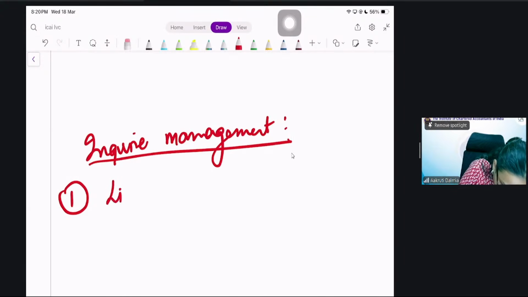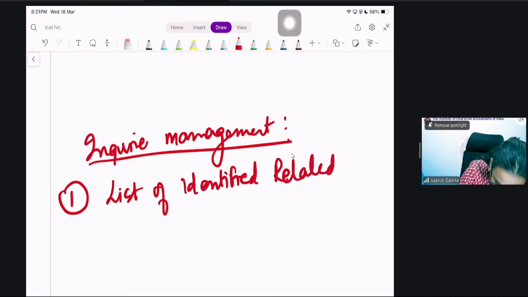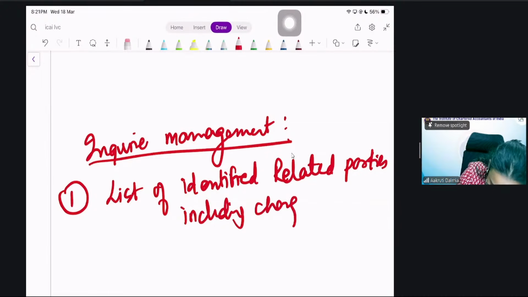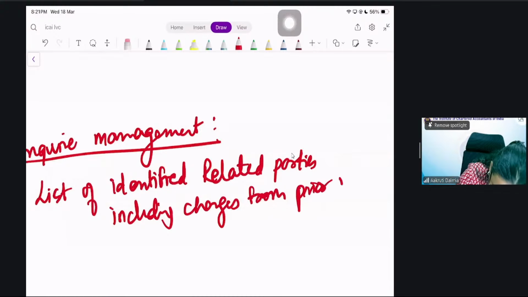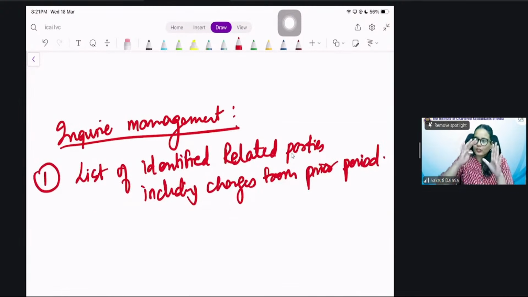I'll ask you for the list of identified related parties, including changes from the prior period. So I'll ask them not just for a list of the current year, I'll ask them for a comparative analysis. I'll not just tell them, give me this year's list. Don't give just this year's list.